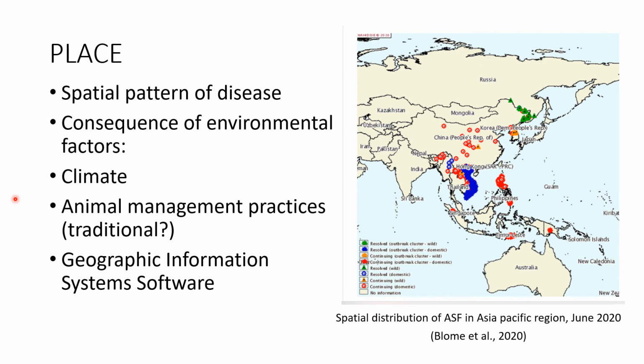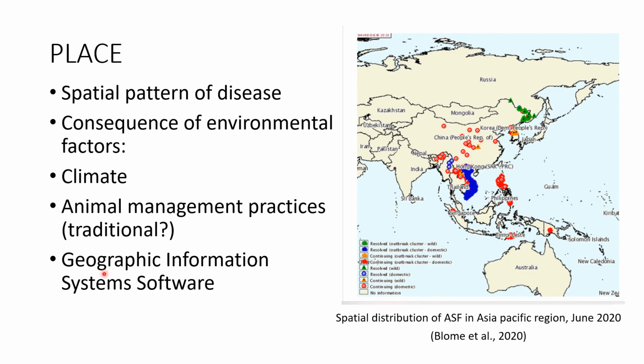So this may be a consequence of environmental factors. So climate may be a factor, or what are the management practices in that specific area. Maybe it's a lack of biosecurity, feeding practices, etc. That may have an effect on the spatial pattern of the disease. So traditional management practices could play a role.